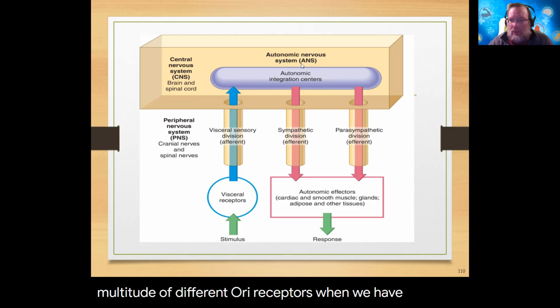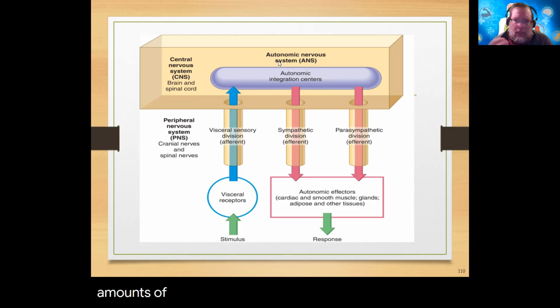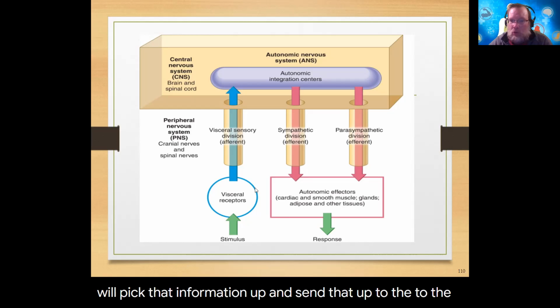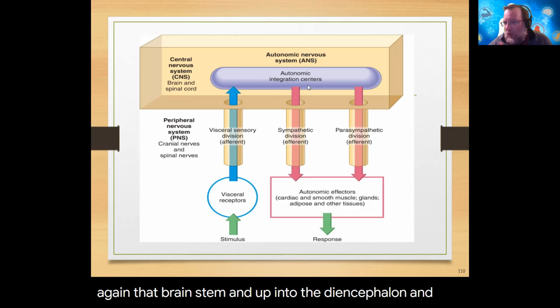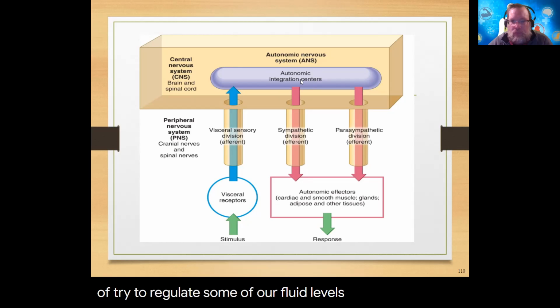When we have excess amounts of fluid in a tissue compartment, visceral receptors will pick that information up and send that up to the brain and spinal cord, and mainly we're going to go to that brain stem and up into the diencephalon, and try to regulate some of our fluid levels and maybe trigger some anti-inflammatory chemicals. So that's what we have over here, the two pathways of the autonomic efferent path, the sympathetic and parasympathetic divisions.